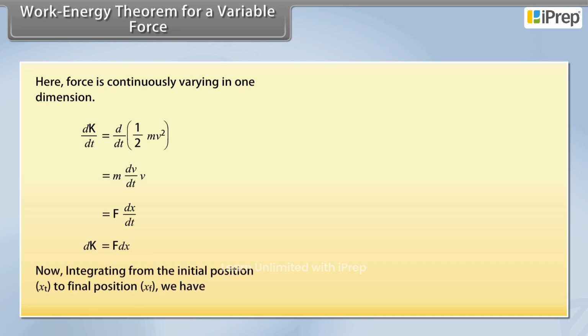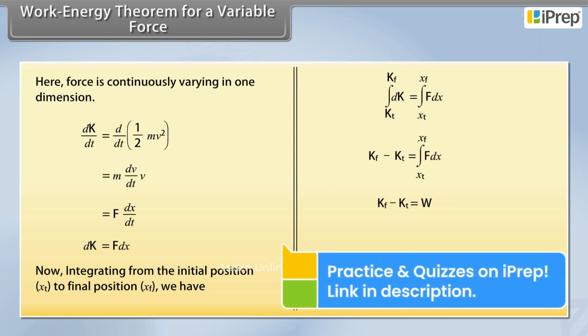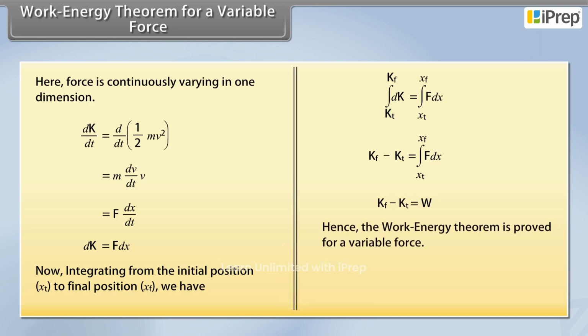Now, integrating from the initial position xi to the final position xf, we have Kf minus Ki equals the work. Hence, the work energy theorem is proved for a variable force.